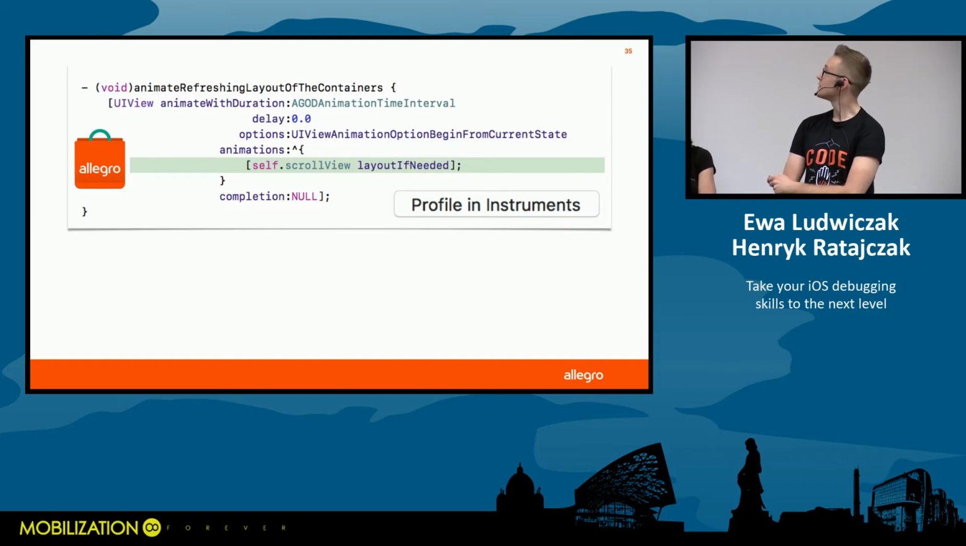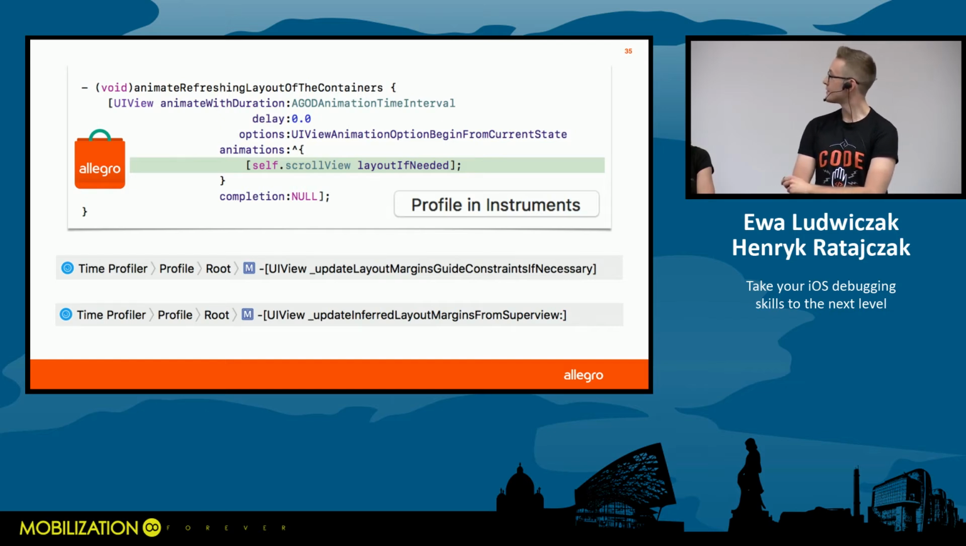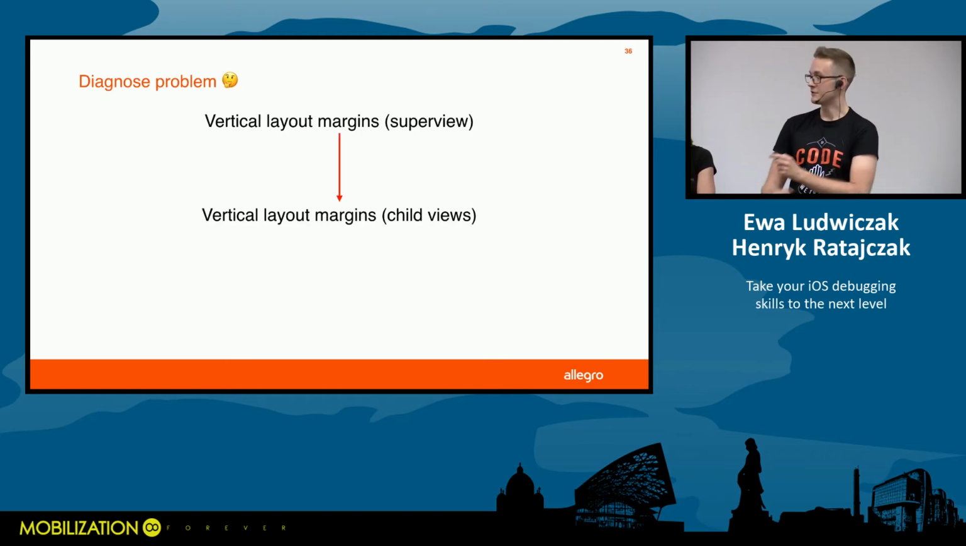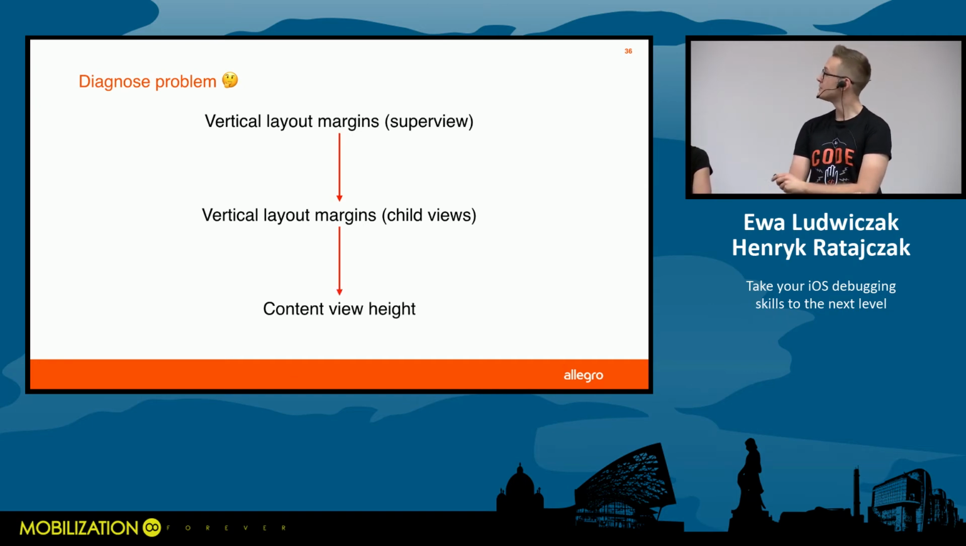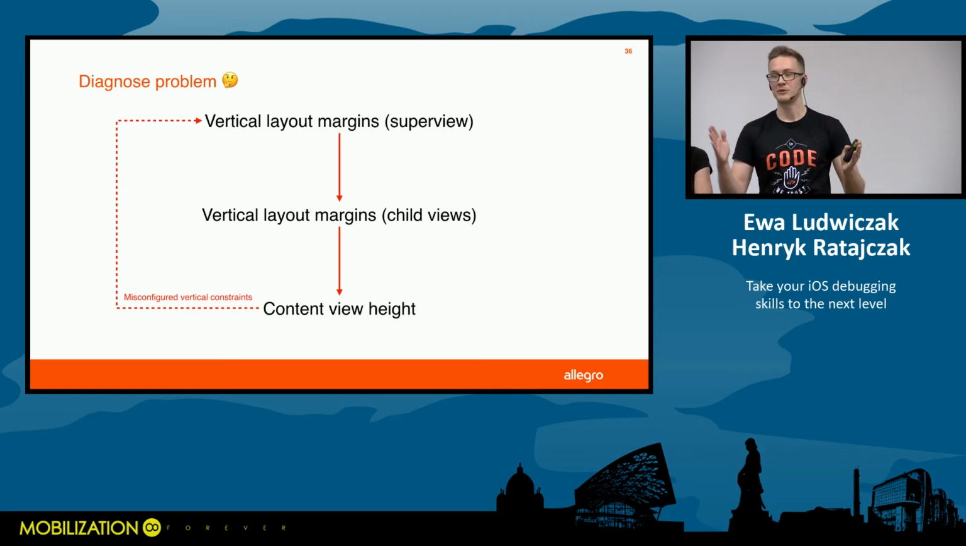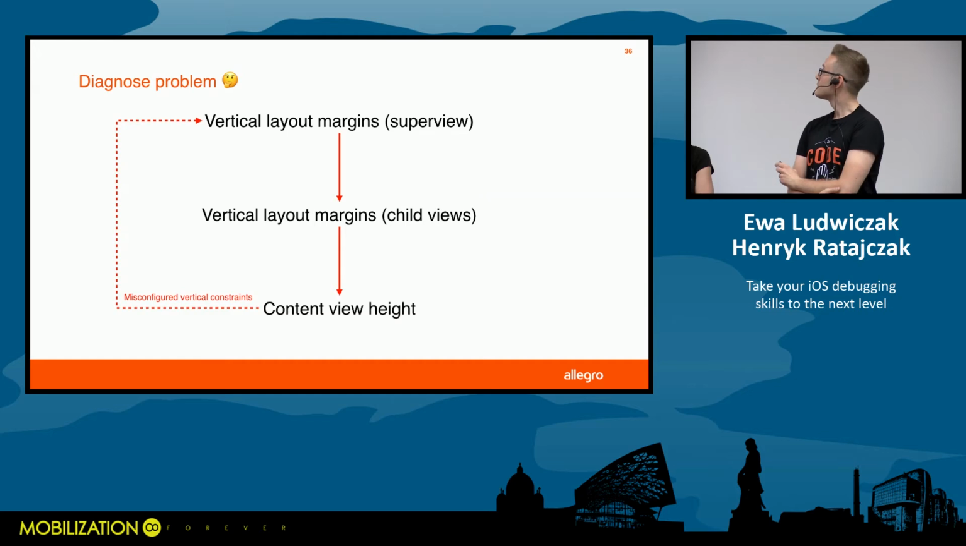so we could profile the problem in Instruments, and there we found out that updateLayoutMargins and updateInvertLayoutMarginsFromSuperview get called over and over and over in UIKit, which led us to a working hypothesis that the vertical layout margins of the whole view have been updating vertical layout margins of its child views, which is pretty expectable, which updated the content view of the whole view, which, due to the misconfigured vertical constraints we introduced while adapting the app to iPhone X, led to updating the vertical layout margins, which led to a loop. So we would have never found it if we didn't use the layout feedback loop debugger, which gave us extra info to solve this problem.